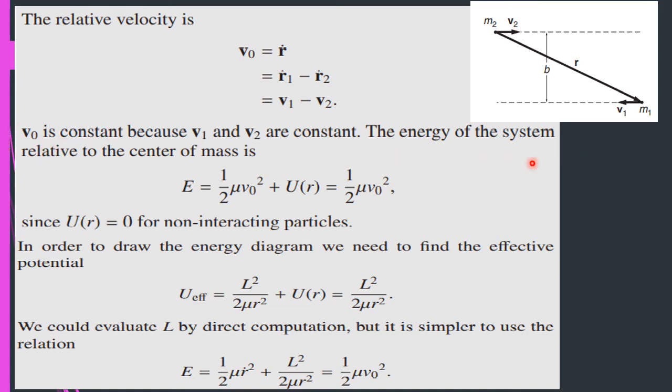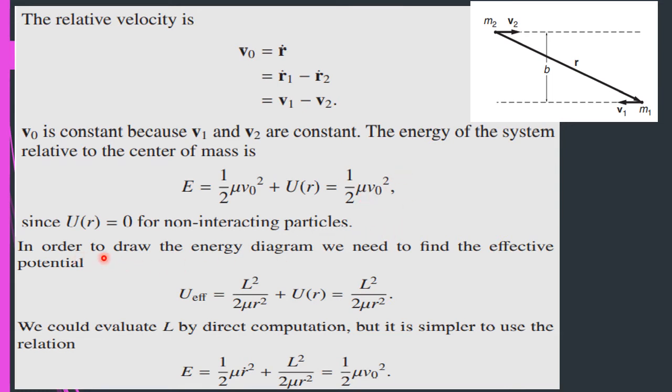Now the energy of the system relative to the center of mass. So the center of mass is moving with velocity v0. So the total energy with respect to the center of mass is E equal to half mu v0 square plus U of r. Since the particles are non-interacting, there is no potential energy, so you can take it as 0. So the total energy of the system is half mu v0 square.